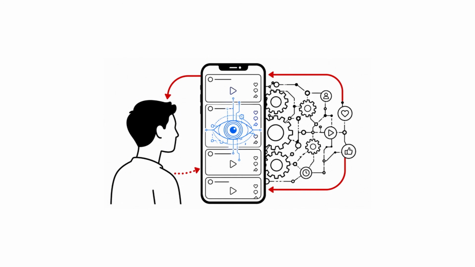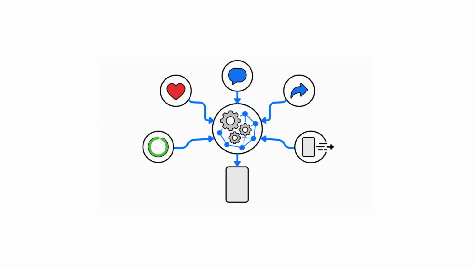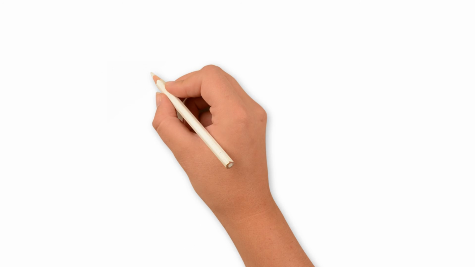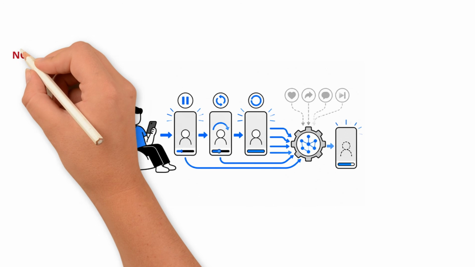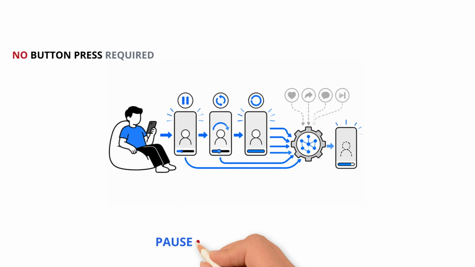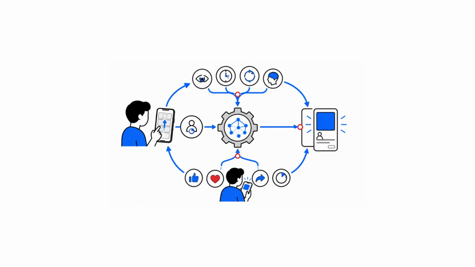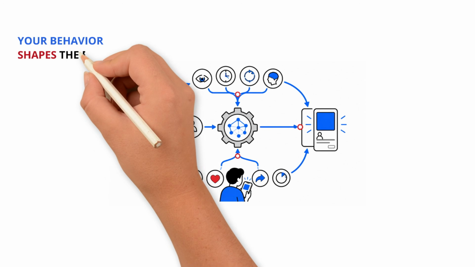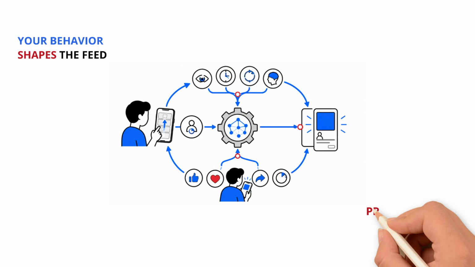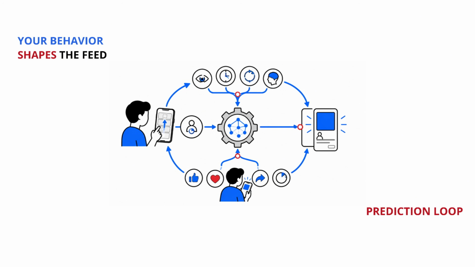Then comes the third mechanism. The feed watches back. TikTok says its recommendation system learns from signals such as what you like, share, comment on, watch completely, or skip. Watch time can carry more weight than weaker signals. That means you are training the feed even when you never press a button. Pause on a topic, replay a moment, watch one video until the end. The system receives information and changes what appears next. Your behavior shapes the feed. The feed shapes your next behavior, and each swipe gives the system another chance to improve its prediction.